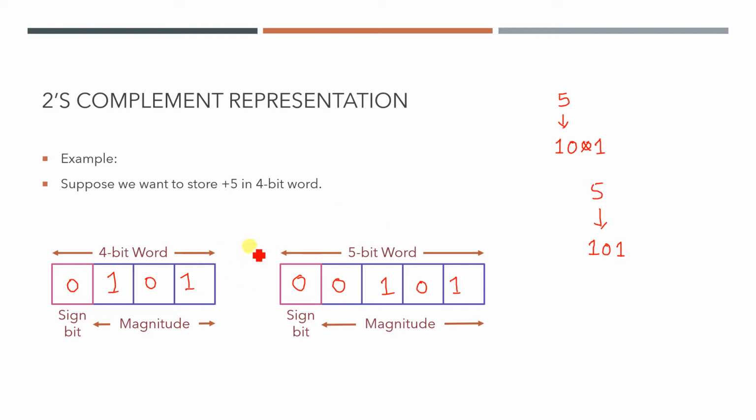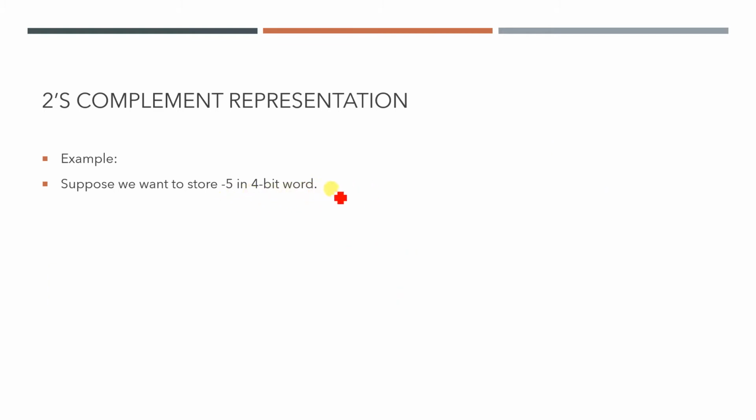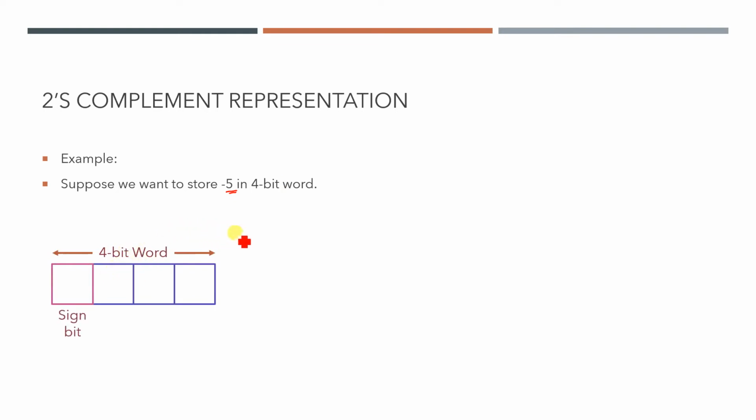If you compare this technique with your other two techniques, the positive number representation has no difference between the techniques. Now the thing is how it is different from other techniques while we are representing negative numbers. So let us take the example. Suppose I want to represent minus 5 in a 4-bit word. Let's say a 4-bit word is given, the first bit is the sign bit and the last 3 bits will be the magnitude.